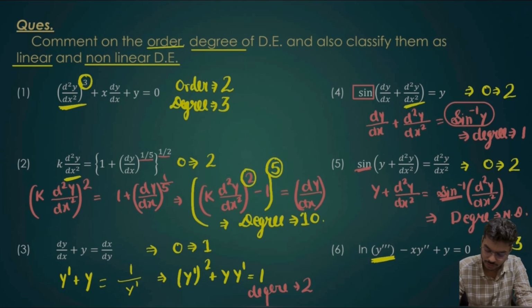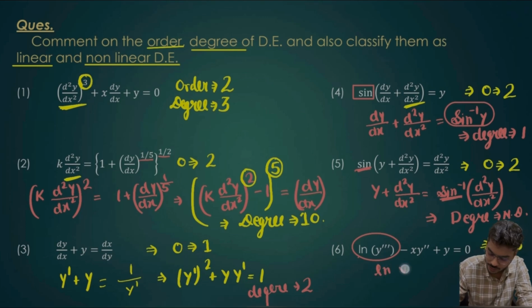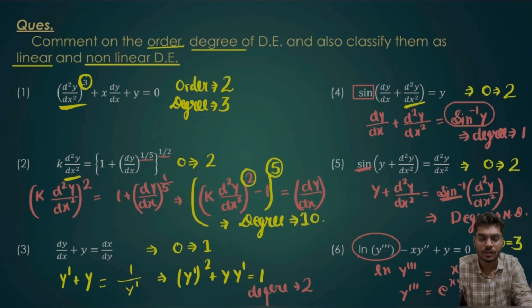Similarly, in question number 6, I can say this is a triple derivative, right? In terms of ln, I cannot remove this ln. What can I do? ln of y cube, triple derivative equals x, y double derivative minus y. If I remove the ln, it will become e to the power of x, y double dash minus y. Again, it is an exponential function, which is also not possible. So in this scenario, the degree is also not defined.